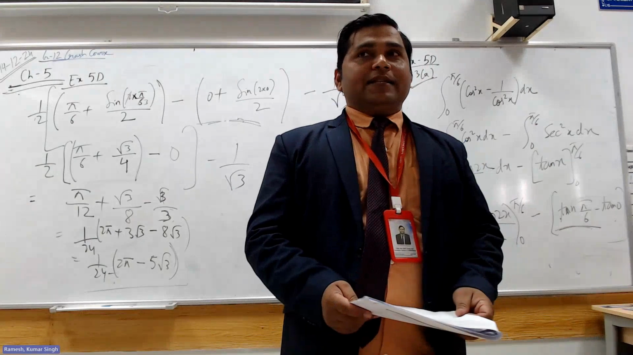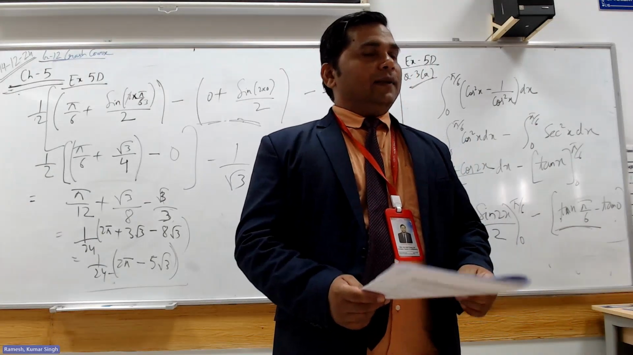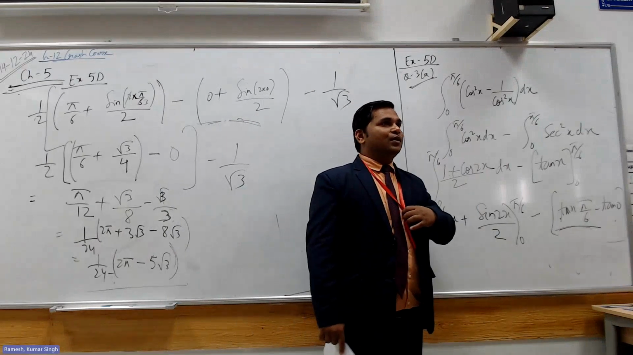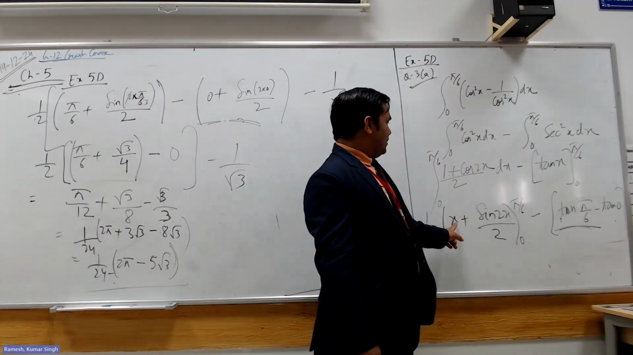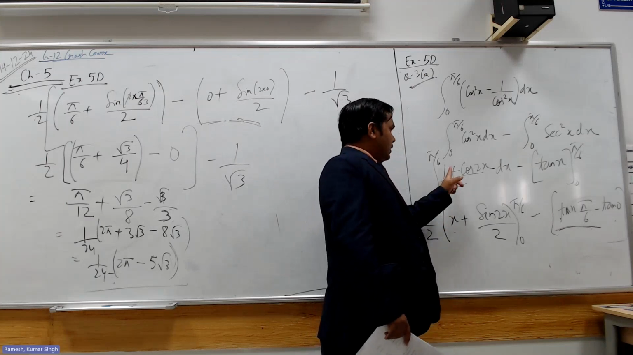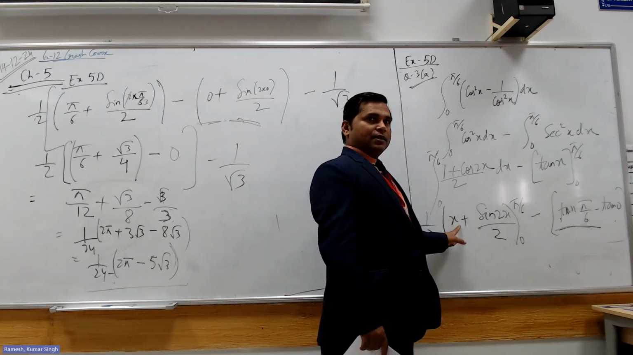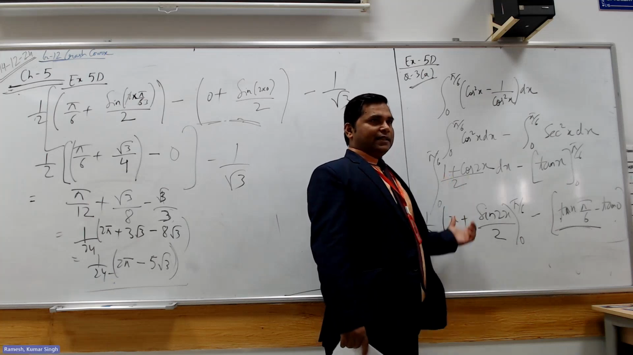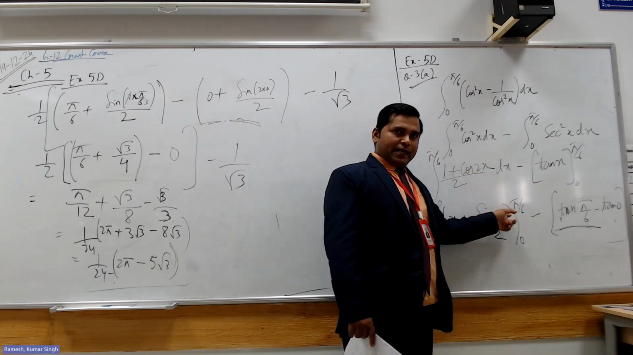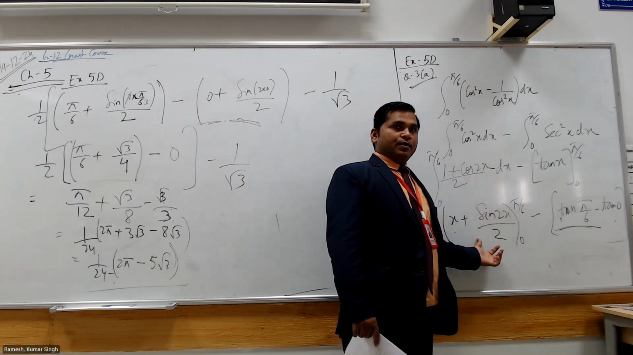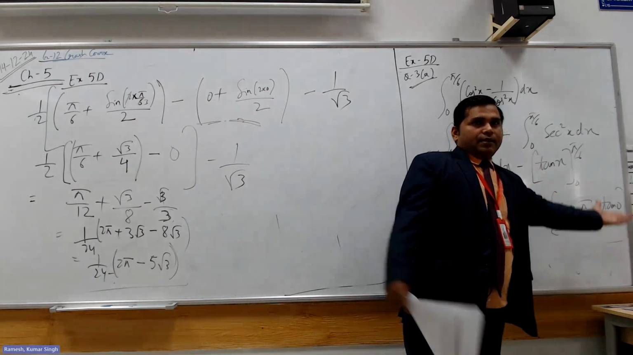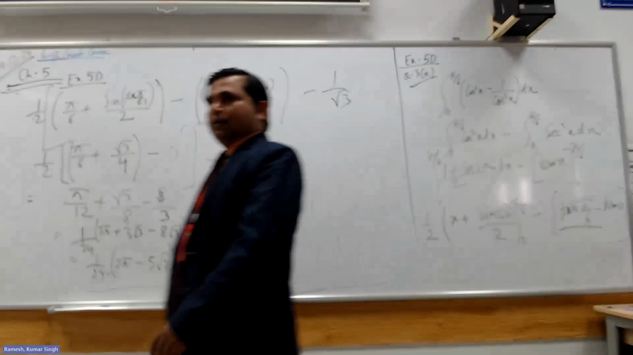So you all are clear with this, right? No, not clear. What's not clear? You lost me there. So 1 over 2 comes out. Integration of 1 dx is x. Integration of cos 2x is sin 2x divided by 2. This is the limits.